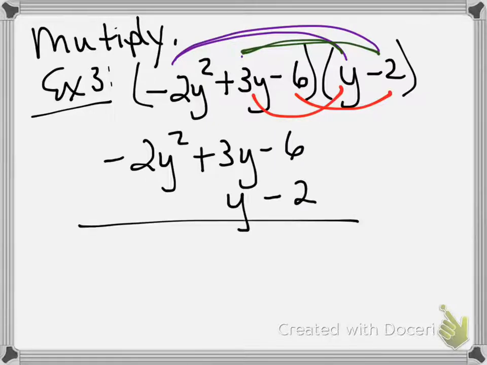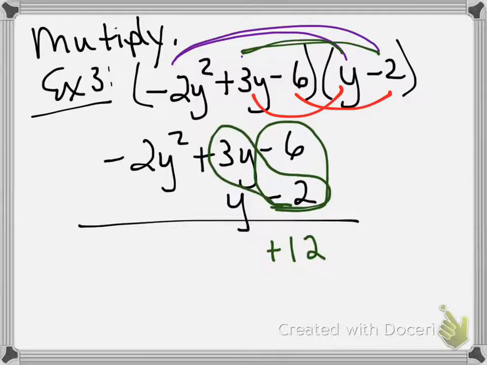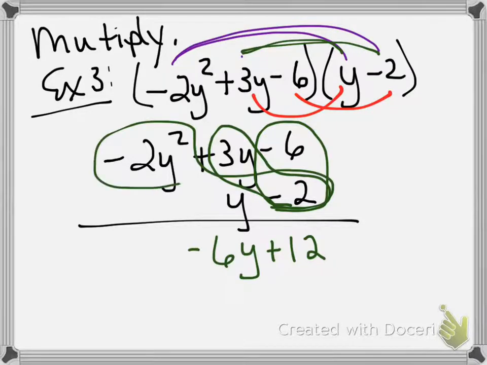So I'm basically setting my problem up the way you might have set up a problem for long multiplication back in the 4th grade. So when I do this, I'm going to start out by doing negative 2 times negative 6, which is positive 12. Then I'll do negative 2 times 3y, which is negative 6y. And then I'll have negative 2 times negative 2y squared, which is positive 4y squared. That's the first row.